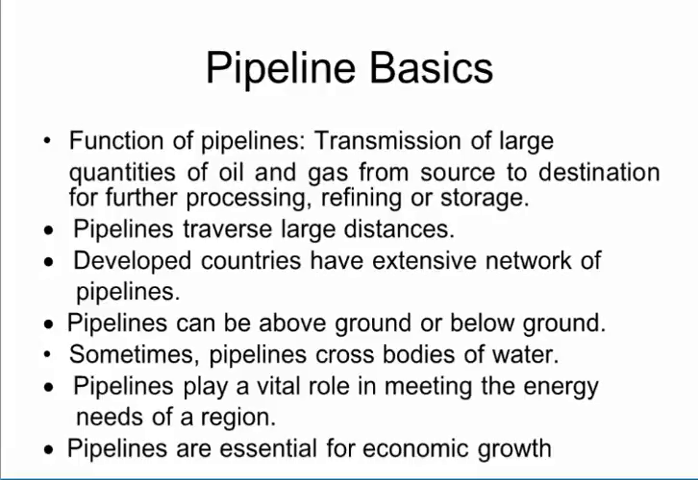Pipelines will traverse large distances, and most countries have fairly extensive networks of pipelines. They can be either above ground or below ground. Primarily for moving large distances, usually we aim for below ground. That keeps pipelines out of sight and safe from interference from external parties. Sometimes pipelines need to cross bodies of water. For example, if we're going cross-country under a river or the like, we will typically tunnel right underneath, or if we're out at sea offshore, we will need to lay pipelines in the water or trenched on the bottom of the seabed.